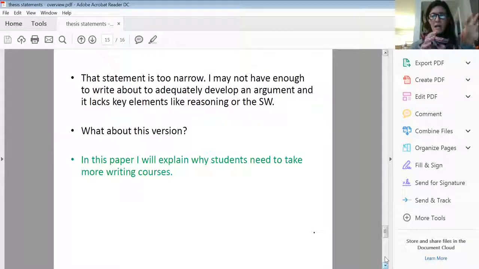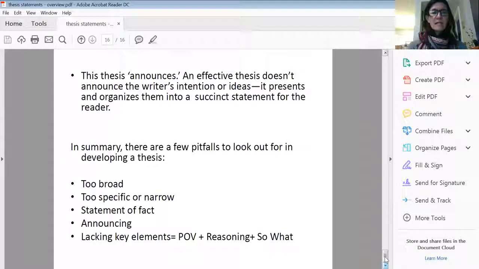And this is a structure in thesis statements that I see frequently in student writing. In this paper, I will explain why students need to take more writing courses. This thesis does what we call announcing. An effective thesis doesn't announce the writer's intention or ideas. It presents and organizes them into a succinct statement for the reader.